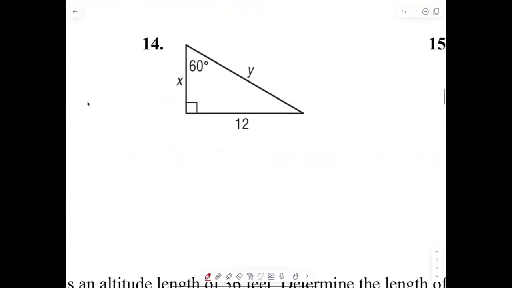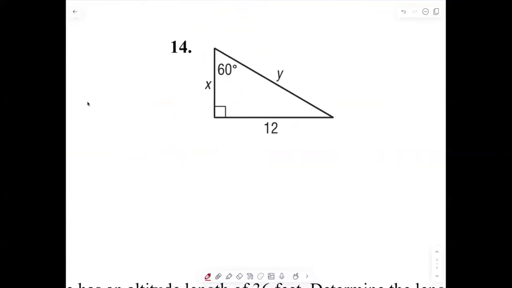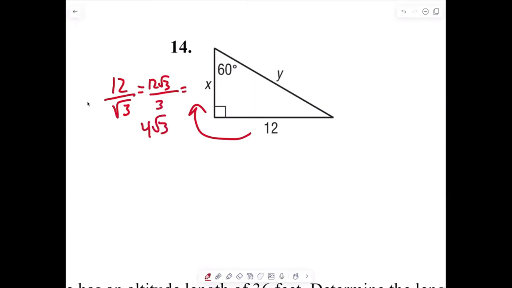All right, here we go. Let's knock out 14. Uh-oh, this one could be challenging for some. X is, I know, but we're going to do it the long way. What do I have to do? Divide by radical 3. Now everybody's rationalizing. So that's going to be 12 radical 3 over 3, which is the same as 4 radical 3. And then y is what? 8 radical 3.